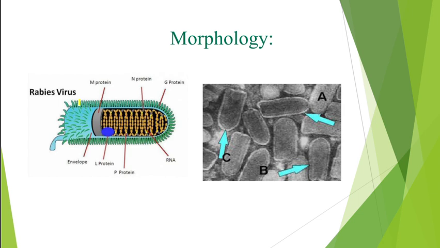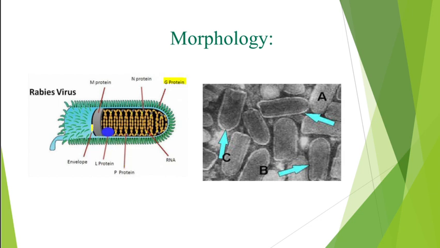The main function of this glycoprotein G is to attach to the host cell after the entry of the virus. That is, when an infected animal bites the skin of a person, the virus enters the skin. With the help of this glycoprotein G, it attaches to the host cell and then invades the body.